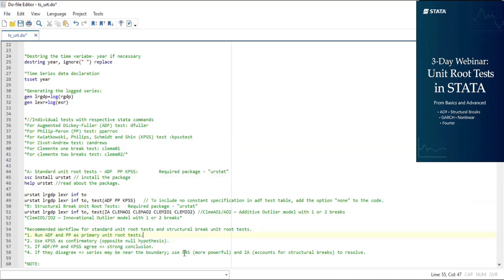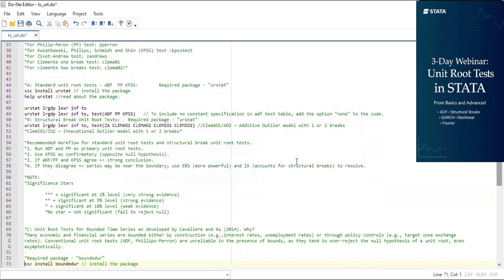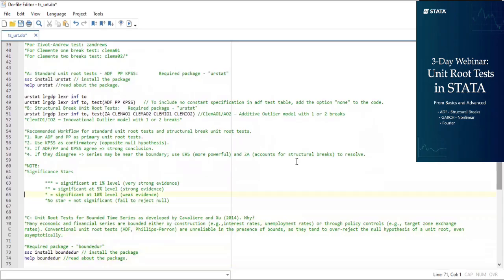So in that case, there's another test you can use. We call it ERS. It's also available in the F file there. If they disagree, it may be that you have a near unit root, that is, the coefficient that determines whether your series contains a unit root or not is very close to 1. If that happens, the ADF and PP tests have low power. We are still going to talk about this anyway.